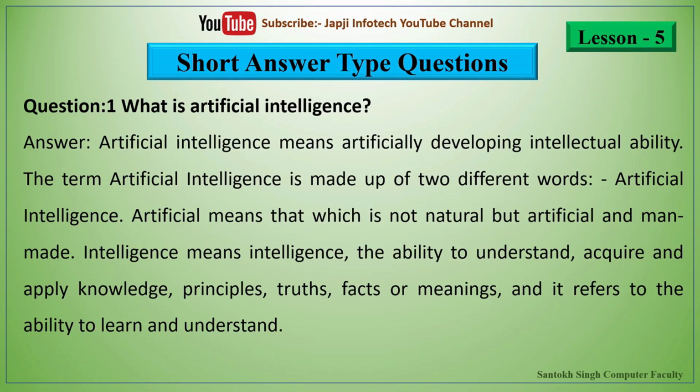The term artificial intelligence is made up of two different words, artificial plus intelligence. Artificial means that which is not natural but man-made. Intelligence means the ability to understand, acquire and apply knowledge, principles, truth, fact or meanings, and it refers to the ability to learn and understand.